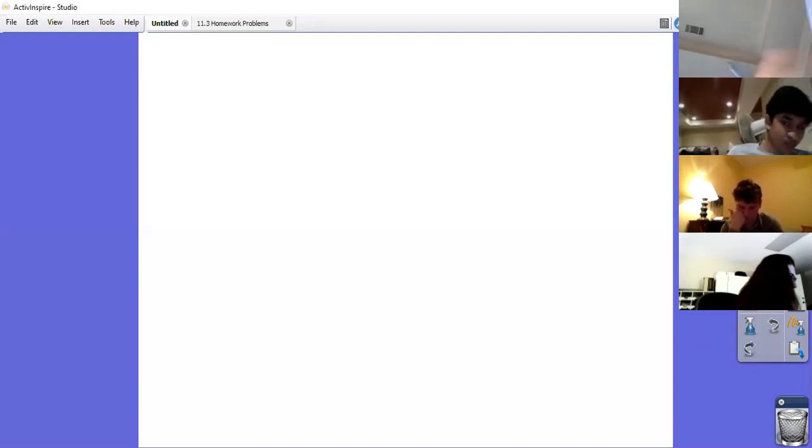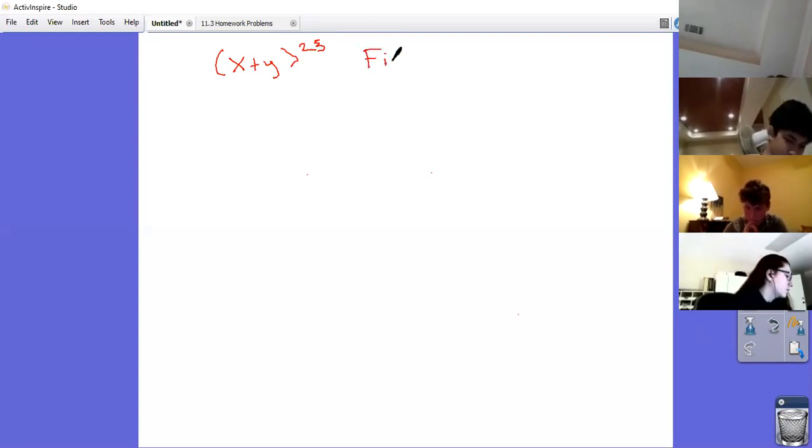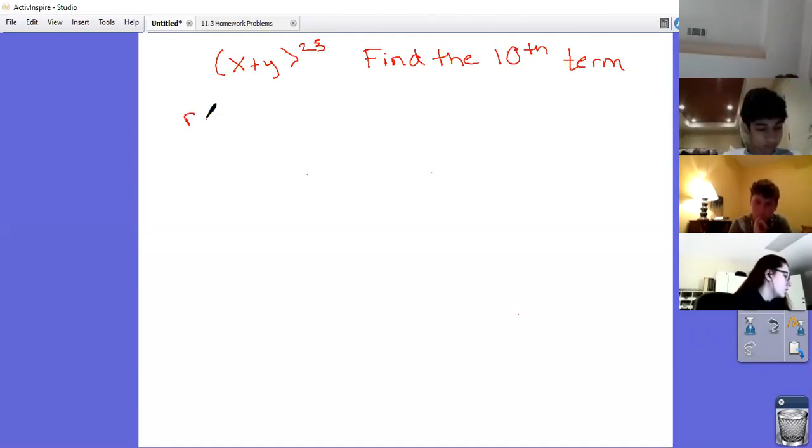All right, so this one said find the 10th term. Is that right, Drew? In the expansion of, yeah. Okay. So x plus y, that's supposed to be a 23. And then find the 10th term. Okay. So if it's asking for the 10th term, in that little formula that I showed you, r is going to be 10. So that means r minus 1 would be 9.